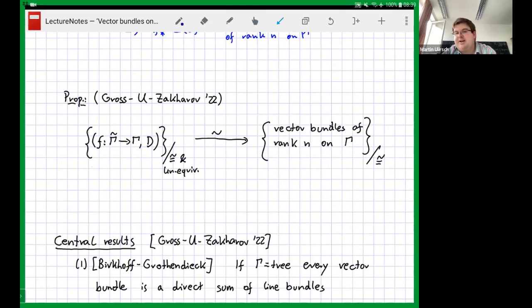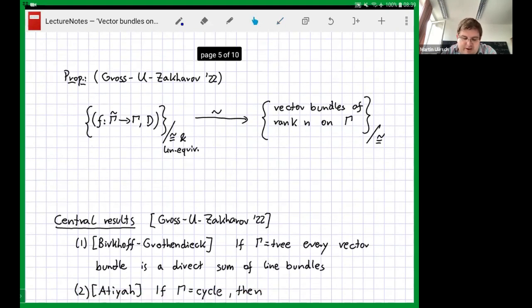Okay. So let me just repeat what I said there. The classical Birkhoff-Grothendieck theorem tells you that if you have a holomorphic or algebraic vector bundle on the projective line, then it is a direct sum of line bundles. And in our framework, the same is true. If the metric graph gamma is a tree, then every vector bundle on gamma is a direct sum of line bundles. And the main reason for this comes from this proposition: in order to describe vector bundles, you need to describe covers of a tree, but covers of a tree are already disconnected. And being disconnected means you get a direct sum.